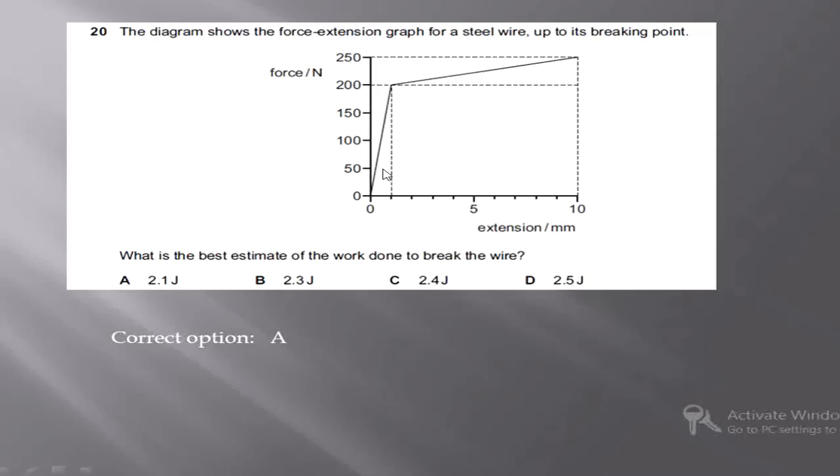One thing here is very important: extension is given in millimeters, while in calculations this needs to be converted into meters, otherwise you will get the wrong answer. So after applying the correct formula and correct values in SI units, you will get the work done to break the wire, that is 2.1 joules. So it means option A is correct.